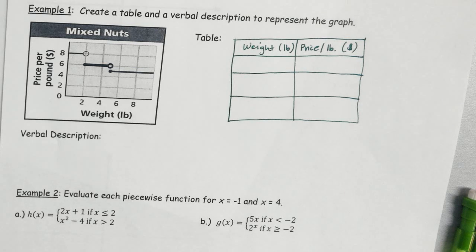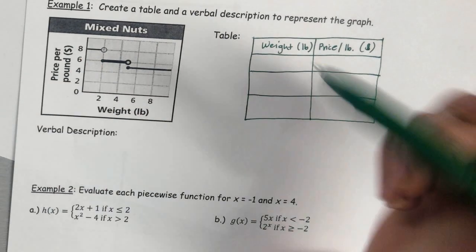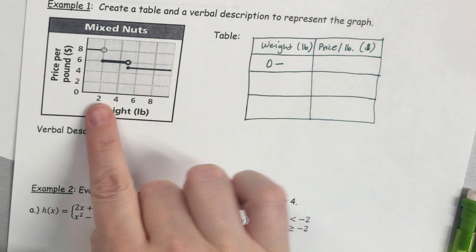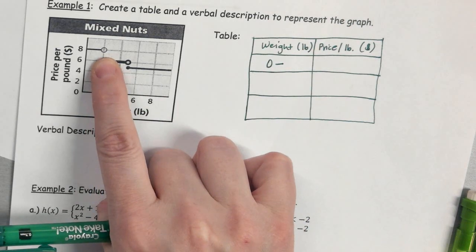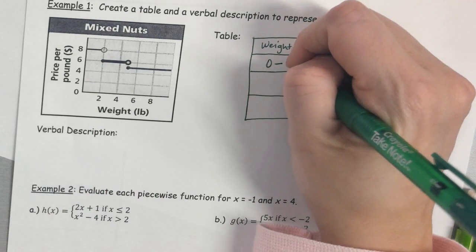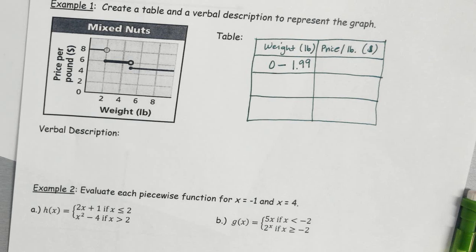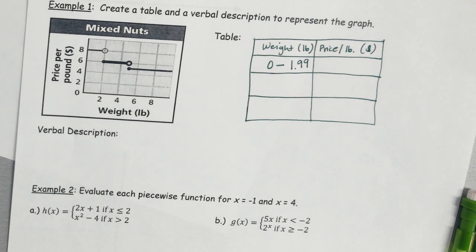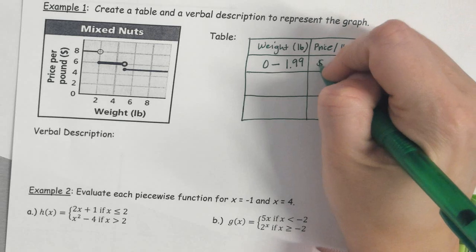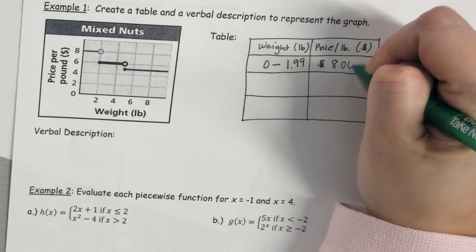Okay, so with the weight in pounds, let's look at our first interval. So we're going to start at 0. And then it goes up to 2, but it doesn't include it. So because we're dealing with the weight, we can write 1.99. Usually in terms of pounds, they'll do it to the nearest tenth or the nearest hundredth. Okay, and then the price per pound, look at your Y. So this is on the 8, so it's going to be $8.